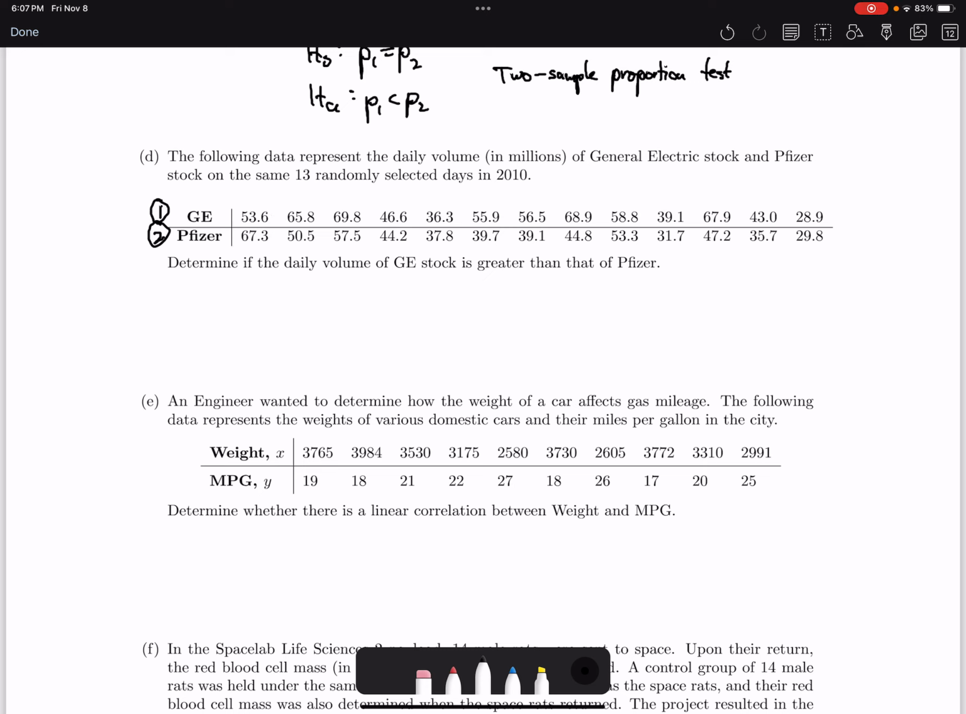Okay, so my null hypothesis is that the means are the same, mu1 equals mu2. We want to know if the daily volume of GE is greater. We call GE group 1, so we want to know if group 1 is greater than group 2. And we said that these were dependent samples, right? These are dependent samples. So I'm going to use a matched pairs t-test.